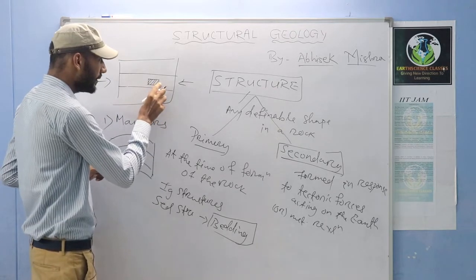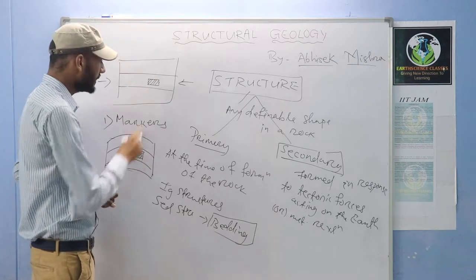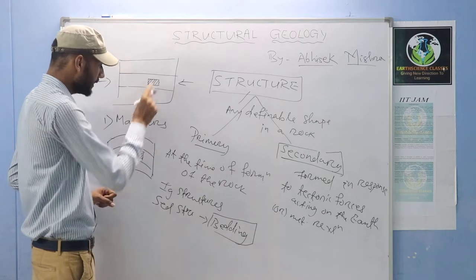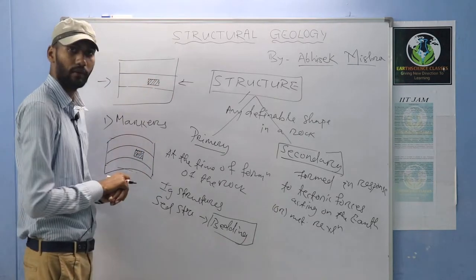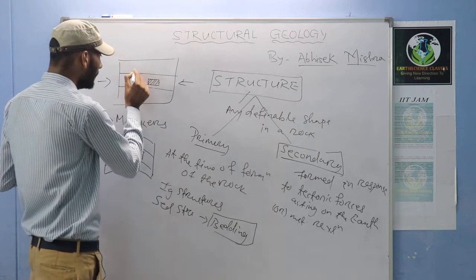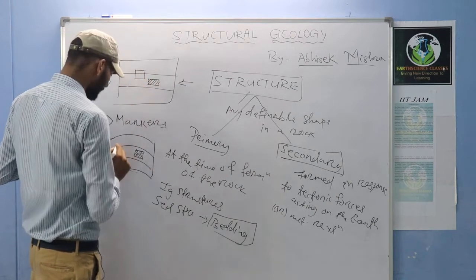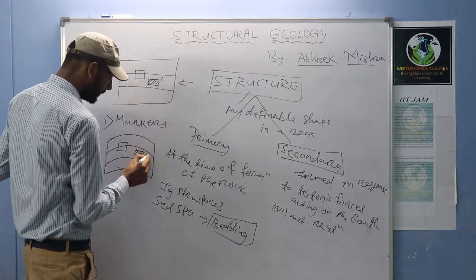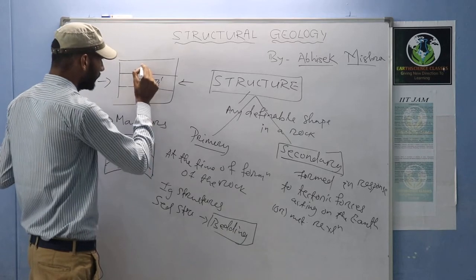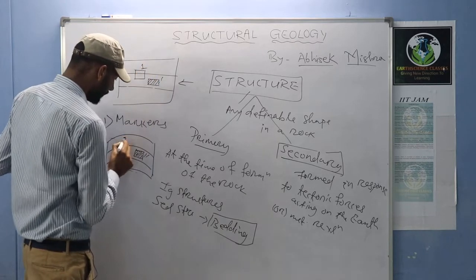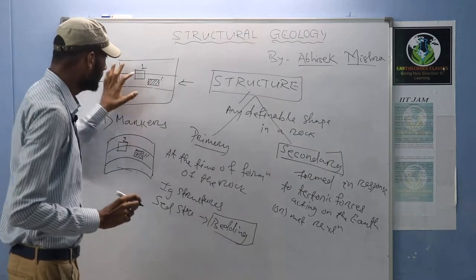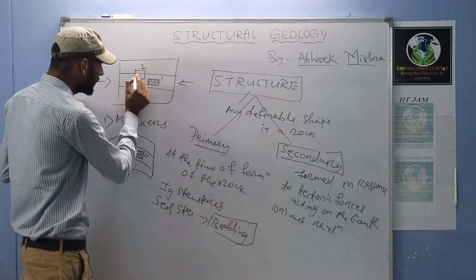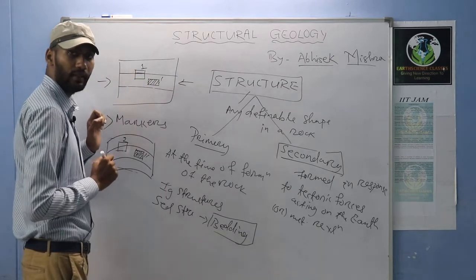So this is before deformation. This is after deformation. You cannot see any change between these two portions, before and after deformation, right? But if we are going to see this section 1 and 2, there is a marker. You can see there is a marker. That is the bedding plane.